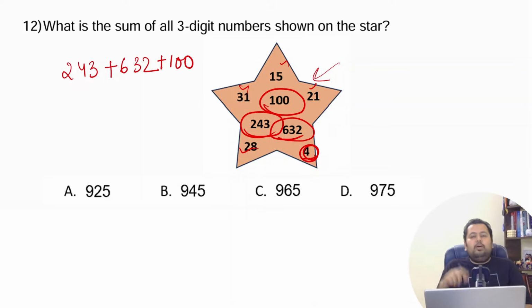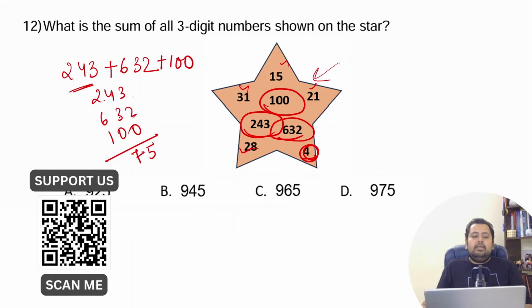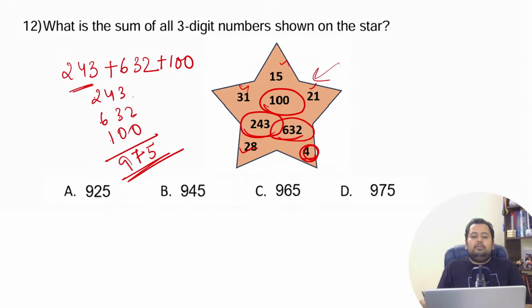I'm sure by now you know how to add a three-digit number. Now, if you know, let's do that. Correct? So 3 plus 2 is 5. 4 plus 3 is 7. 6 plus 2 is 8, plus 1 is 9. So this comes out to be 975.